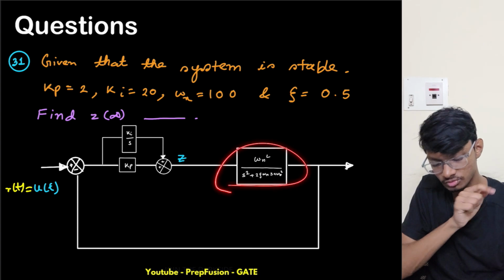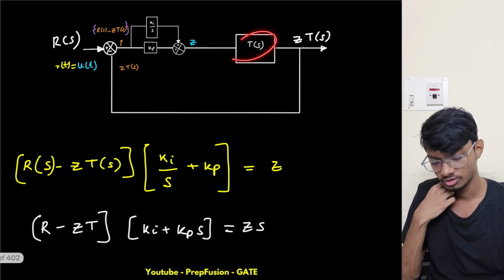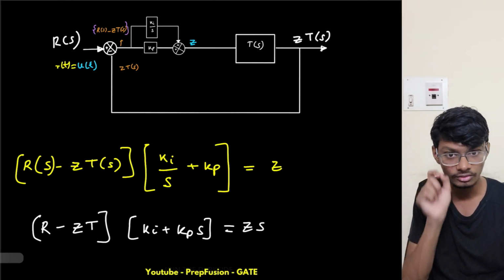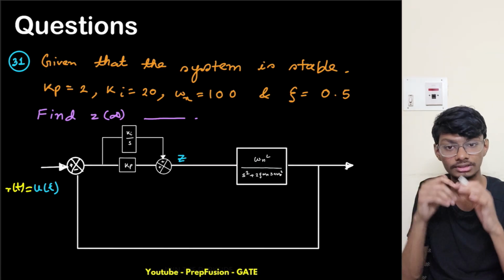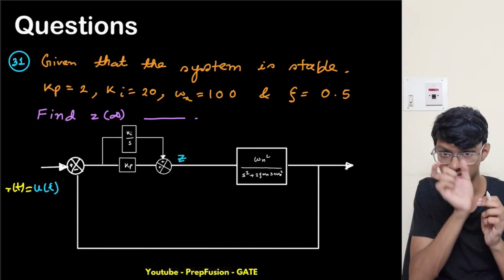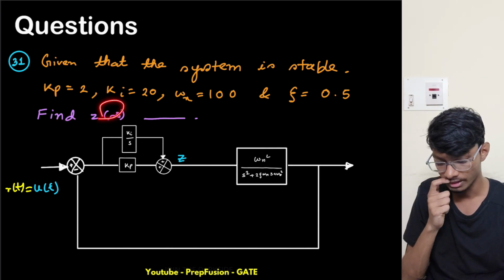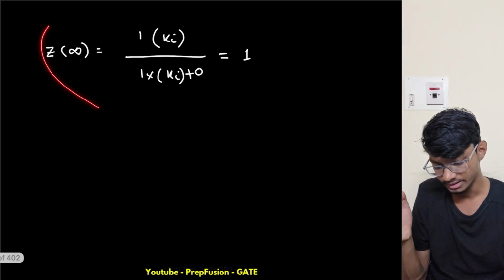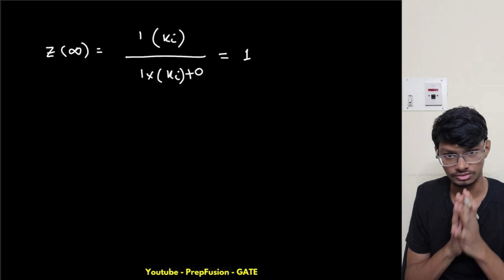You just assume some variable, like I assumed T of s. I can assume anything. Why did I do it? Basically I didn't need to find any generalized expression. I just need to find some value at some point. That's why I did it. I did Z of infinity, and I found my Z of infinity equals 1.